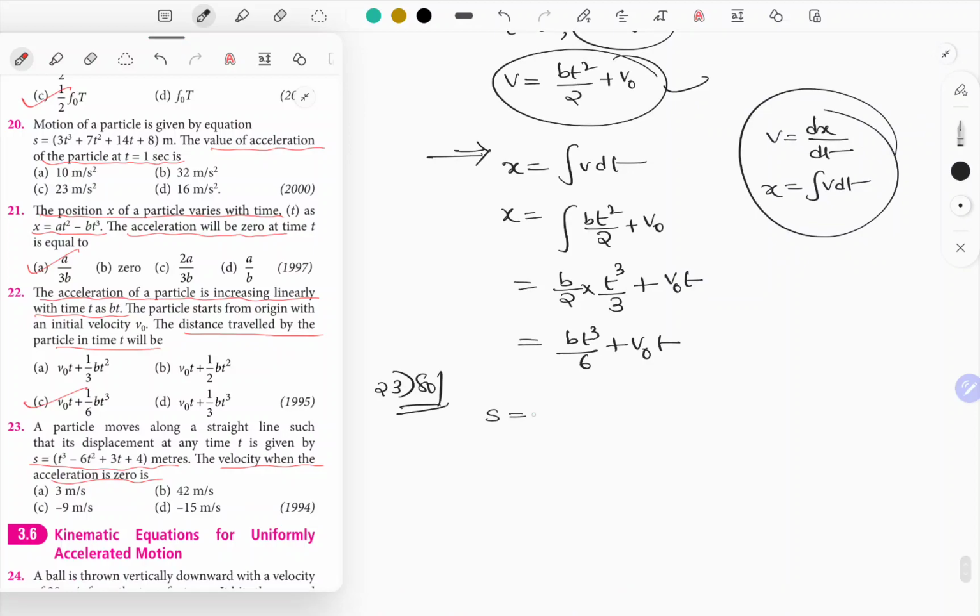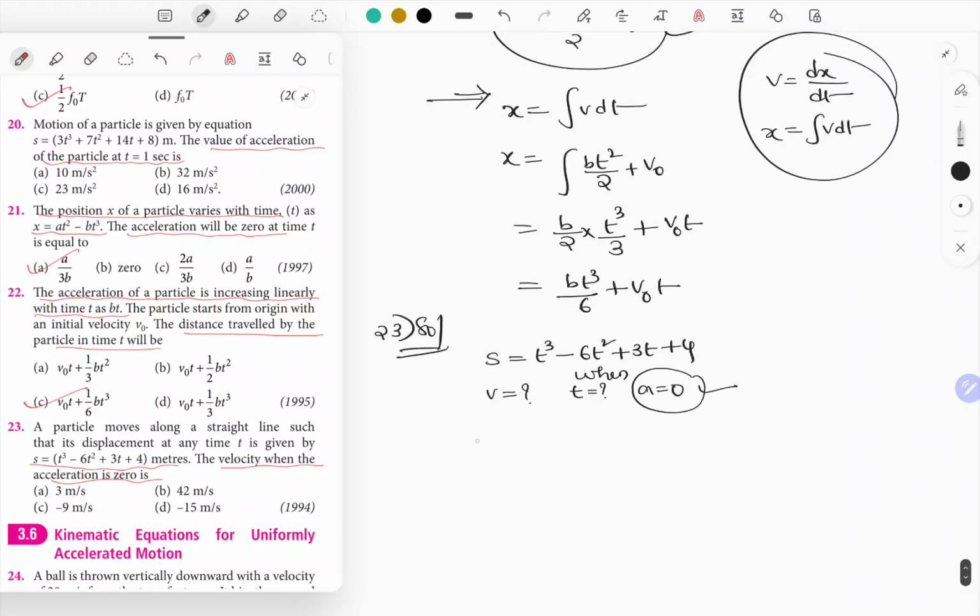So S is equal to t cube minus 6t square plus 3t plus 4. Then what's the question they're asking? Velocity, we need to find out velocity when acceleration is equal to 0. This is the meaning. I don't know velocity and I don't know time, but they have given a hint: acceleration is equal to 0. At acceleration is equal to 0 in the sense, I have to find out the time at which acceleration is going to become 0. So first of all, let me find out velocity.